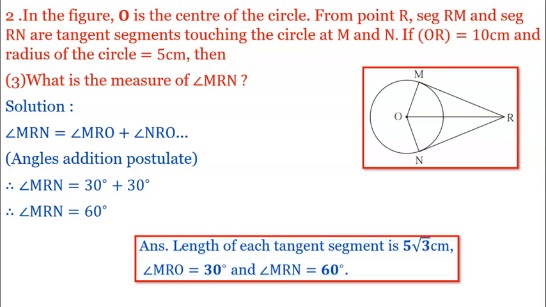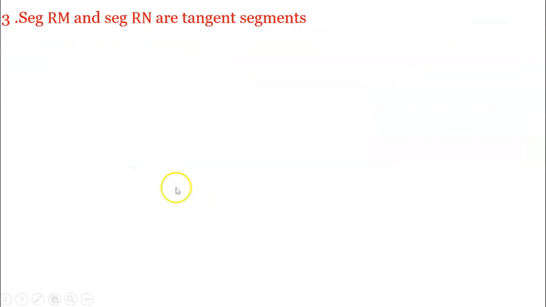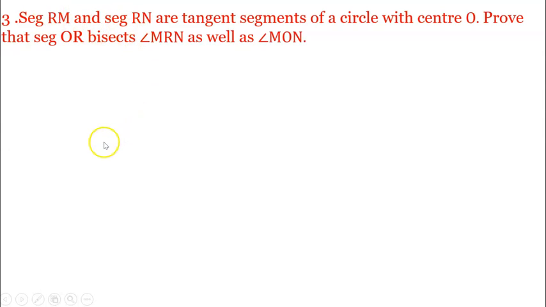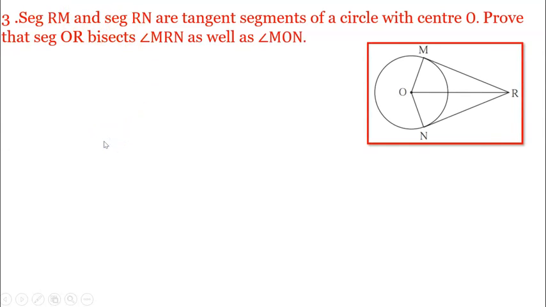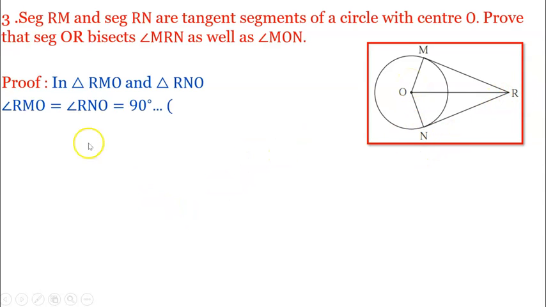Now next question. Segments RM and RN are the tangent segments of a circle with center O. Prove that segment OR bisects angle MRN and angle MON. Now consider triangle RMO and the second, RNO. In these triangles, angle RMO is equal to angle RNO is equal to 90 degrees.